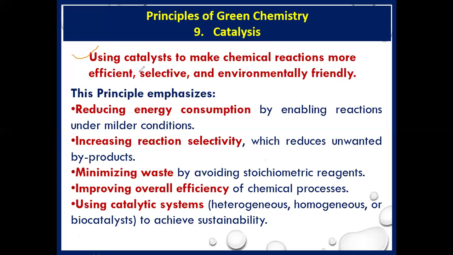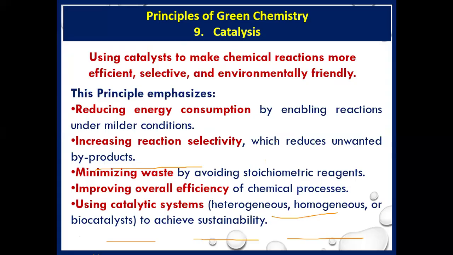Now coming towards the ninth principle of green chemistry, that is catalysis. This principle states that we should use catalysts to make chemical reactions more efficient, selective, and environmentally friendly. Basically, this principle emphasizes reducing energy consumption by enabling reactions under milder conditions, increasing reaction selectivity, which reduces unwanted byproducts, minimizing waste by avoiding stoichiometric reagents, and improving the overall efficiency of chemical processes, using catalytic systems, heterogeneous, homogeneous, or biocatalysis, to achieve sustainability. So these are the important points on which this principle of green chemistry emphasizes.